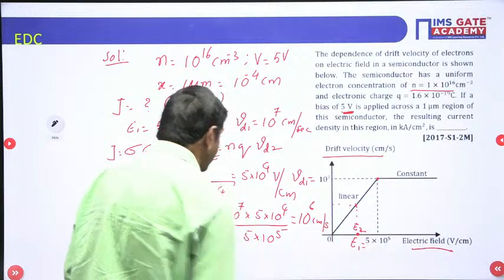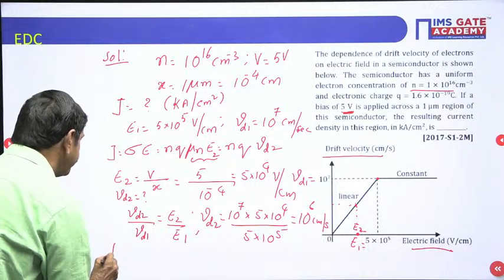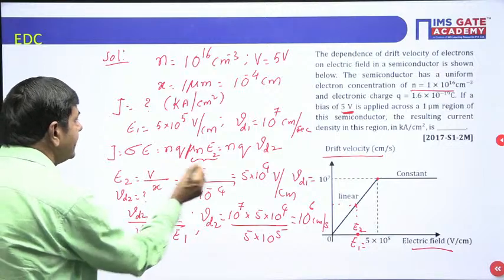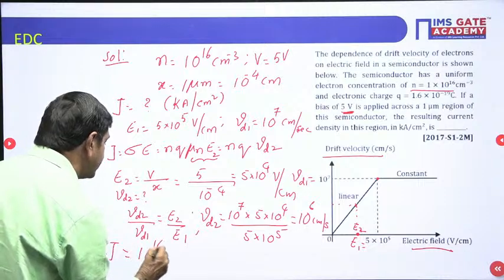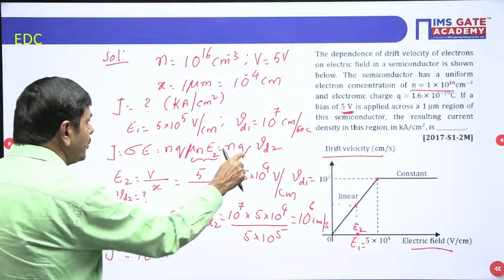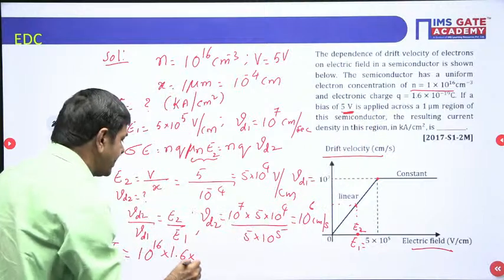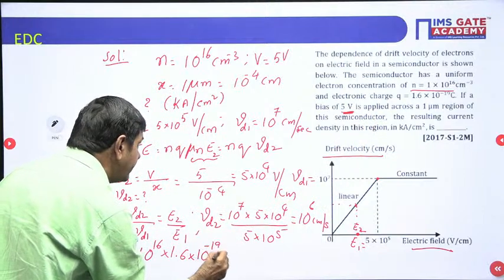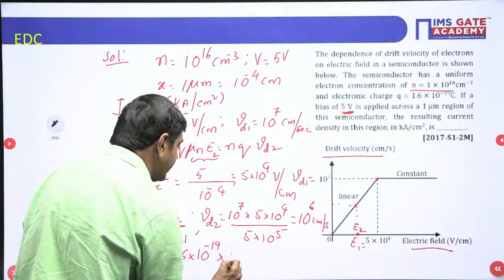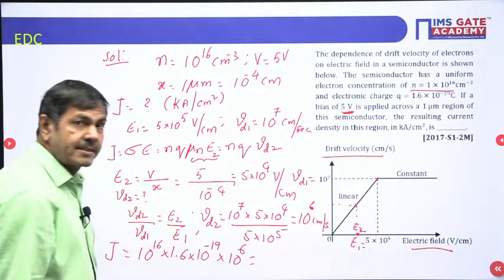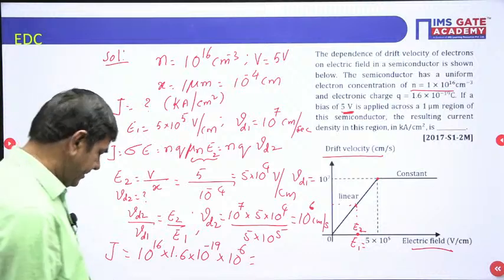Whenever you get this VD2, you can determine what J is. J is nothing but N into Q into VD2. The concentration of electrons, 10 power 16, is given. Q is 1.6 into 10 power minus 19, into VD2, which is 10 power 6. You can multiply.